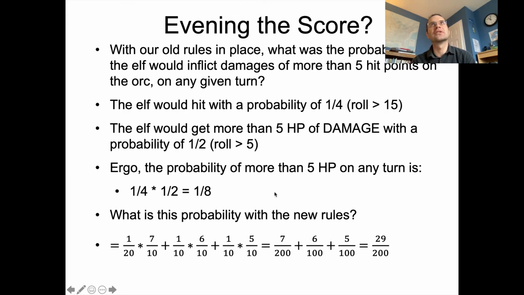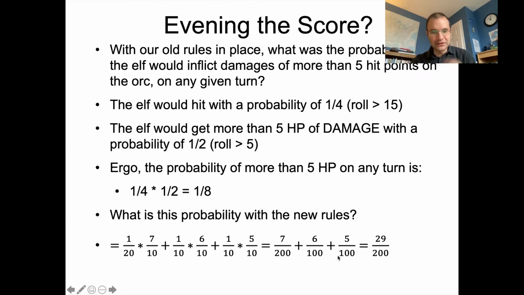a roll of 16 or 17 will also inflict damage on the orc, but that's the old rules of just roll the d10 without adding anything to it. So you get 1 out of 10 times 5 out of 10. Overall, we get 7 out of 200 for this first scenario, 6 out of 100 for the second set, and then 5 out of 100 for this last set.